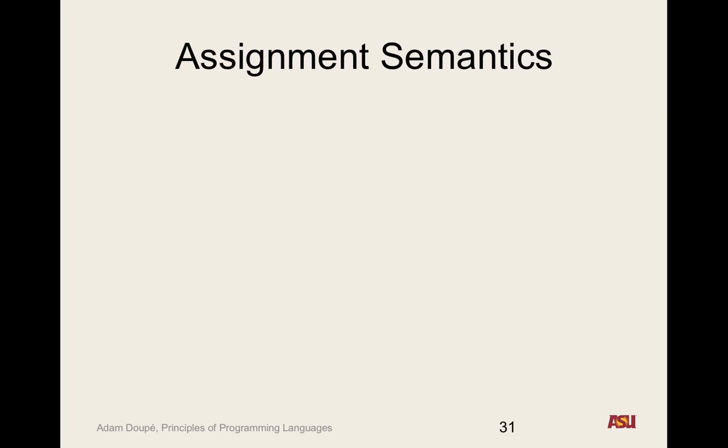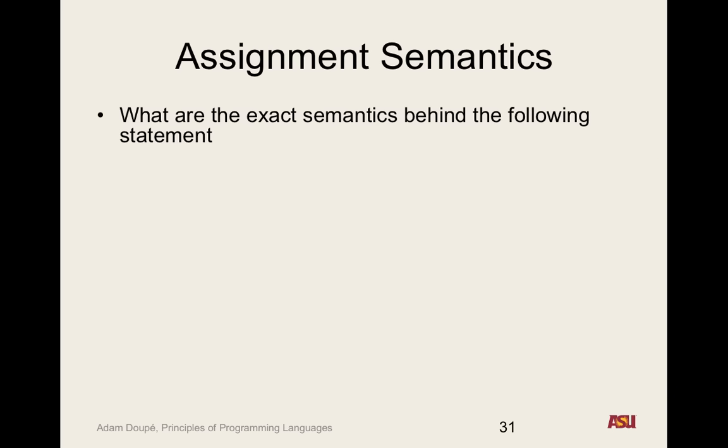Okay, so we already talked about this. What we're going to cover today is assignment semantics. We're going to go very deep and look at what exactly it means when we see a statement x equals y. We're going to focus here on C semantics, and we'll get into different types of semantics later, probably after the midterm. So what are the semantics here for x equals y?